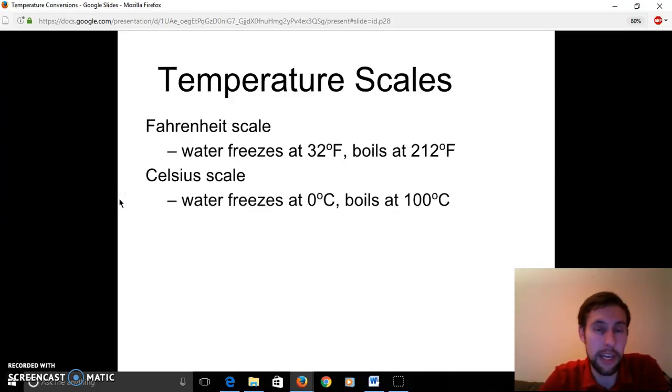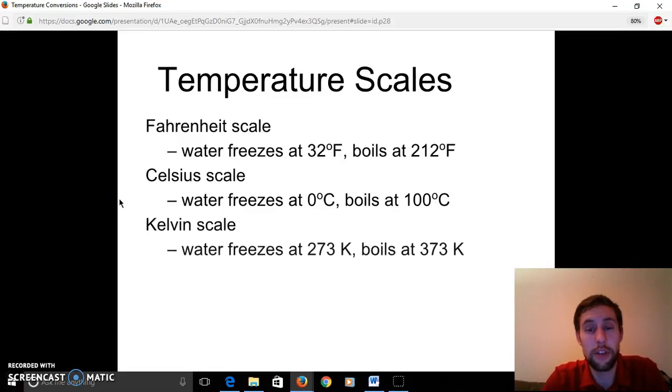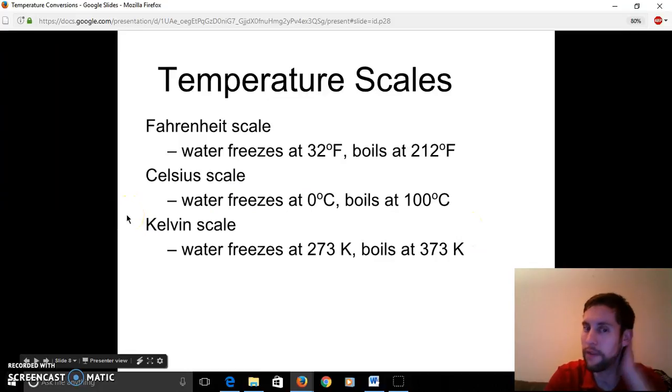Then the last one we need, which we'll use a lot with this gas law stuff, and use a lot in science, is the Kelvin scale. So Kelvin, water freezes at 273 Kelvin, and it boils at 373 Kelvin. Do you note a pattern between the Celsius numbers and the Kelvin numbers? They seem to be off by the same amount every time. How convenient.